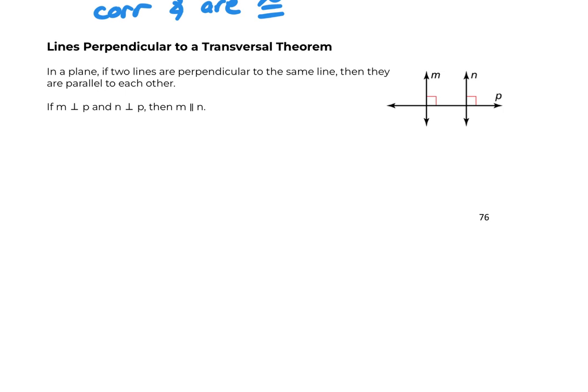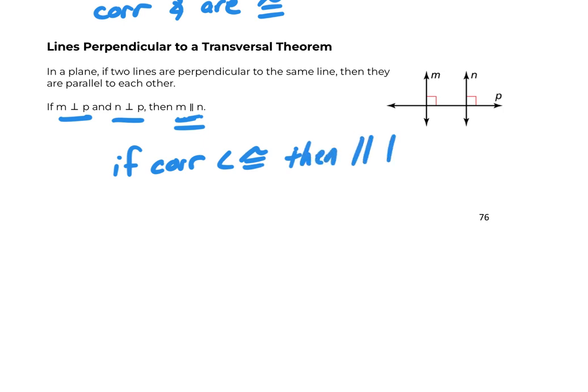That they're parallel, right? So this is kind of like what we did earlier. Last week when we were talking about this, we said if corresponding angles are congruent, then we know we have parallel lines. Well, here we know corresponding angles are congruent. They're both 90 degrees. So if these two angles are both 90, that means M and N must be parallel. So if M is perpendicular to P and N is perpendicular to P, and both of those are marked as 90, then M is parallel to N. Okay, so here I could say something like this. If corresponding angles are congruent, then we have parallel lines.